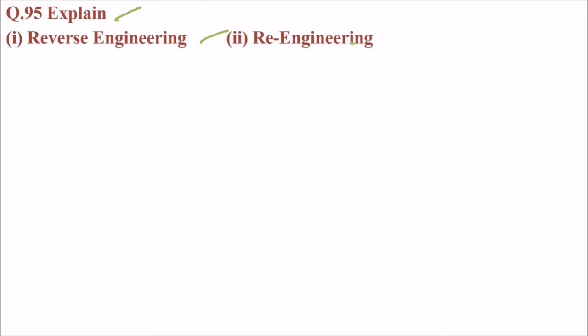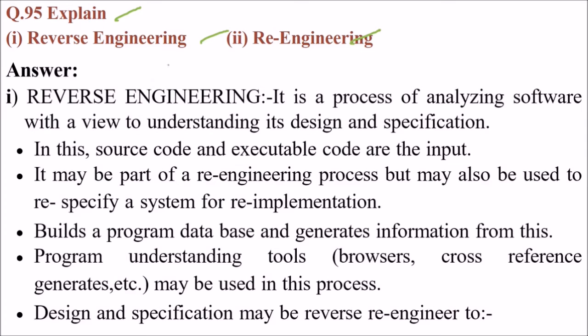Explain reverse engineering and re-engineering. Reverse engineering is generally done at the maintenance phase. It is the process of analyzing software with a view to understand its design and specification. We have source code and executable code as the input. It may be part of the re-engineering process, but may also be used to re-specify a system for re-implementation.